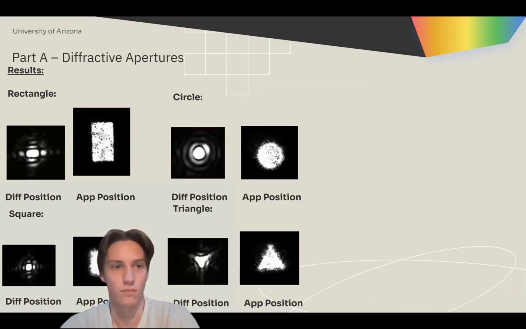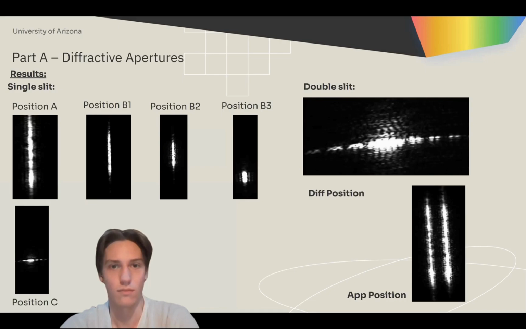As you can see here, as we move from diffraction position to aperture position, there was a shift, more of an elongation or stretching in the X and Y, or more so rotation. You can see the stretch happening with the rectangle and the square. However, you can see the rotation or the inversion with the circle and the triangle. And for the single slit and double slit.